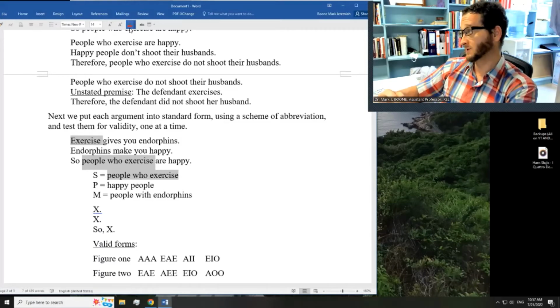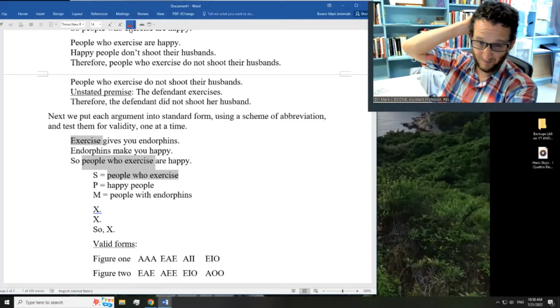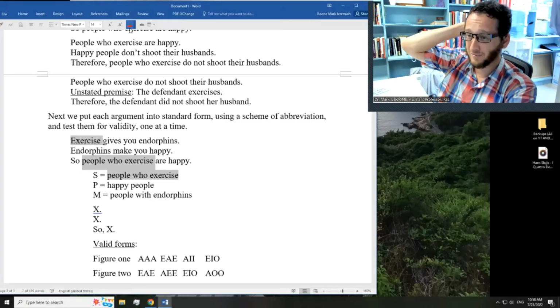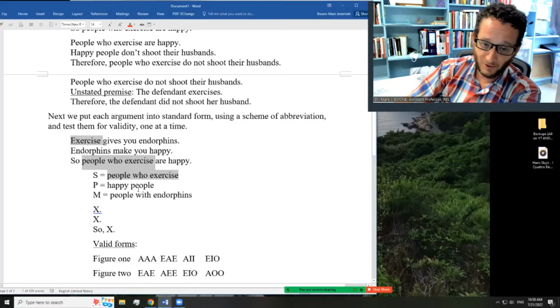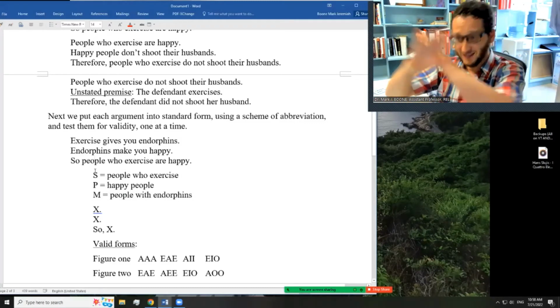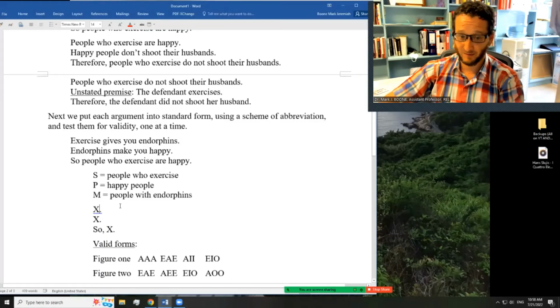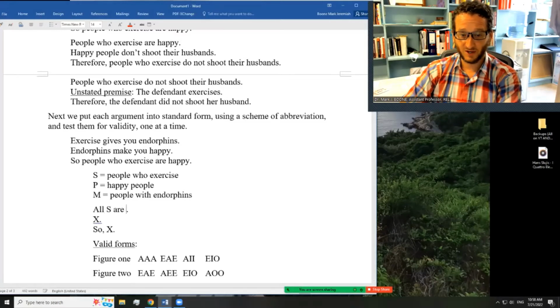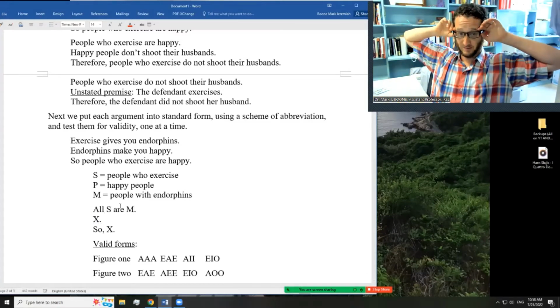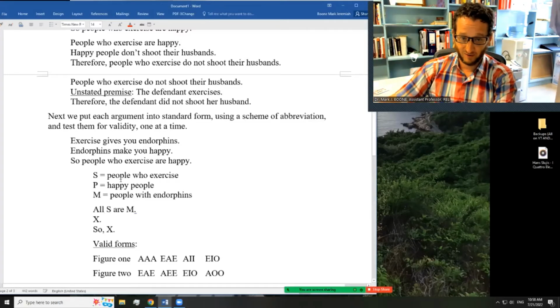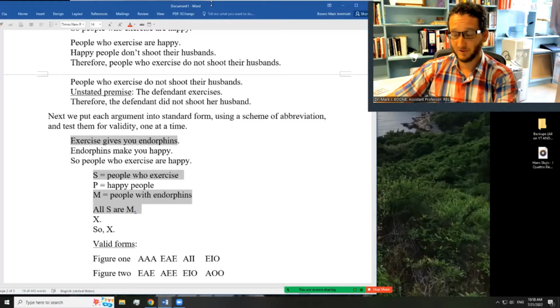Now, in theory, we could do some extra work and say all things that are exercise are things that give people endorphins, and find a way to get from there. I'm not even sure what the way would be. Find a way to get from there to our use of the term people who exercise. But let's just skip all that. Here is how we symbolize the first premise. Exercise gives you endorphins. All people who exercise are people with endorphins. That's how you symbolize the first premise. So this is the way to translate that first premise into standard form using the terms people who exercise and people with endorphins. All people who exercise are people with endorphins.